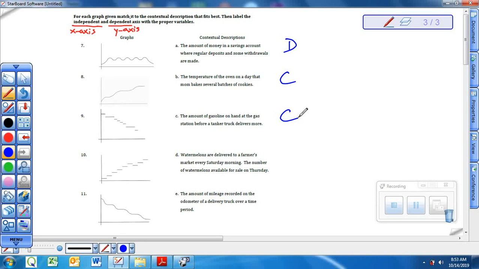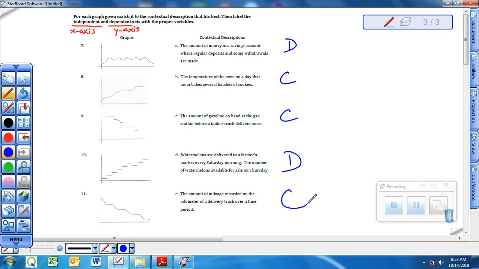Part D, watermelons are delivered to a farmer's market every Saturday morning. The number of watermelons available on sale on Thursday. This is discrete. It's watermelons. I'm not going to be selling little chunks of watermelons, or grinding it up and pouring it out as a liquid, so it's discrete. There's a whole watermelon at a time. E, the amount of mileage recorded on the odometer of a delivery truck over a time period. Mileage is continuous because I can see how much mileage I have at any moment in time.